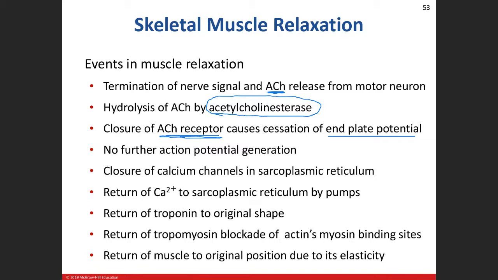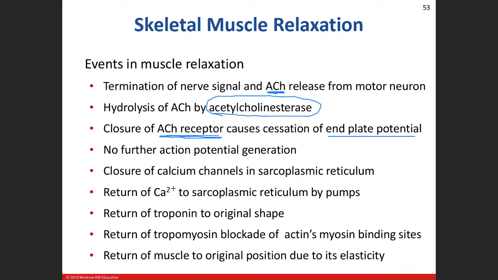If we don't have an action potential, then the calcium channels close. Calcium will no longer be released from the sarcoplasmic reticulum terminal cisterna, and our calcium pumps will pump that calcium from the sarcoplasm back into our sarcoplasmic reticulum terminal cisterna, thereby allowing troponin and tropomyosin to slide back over those myosin binding sites, stopping the contraction, all right?